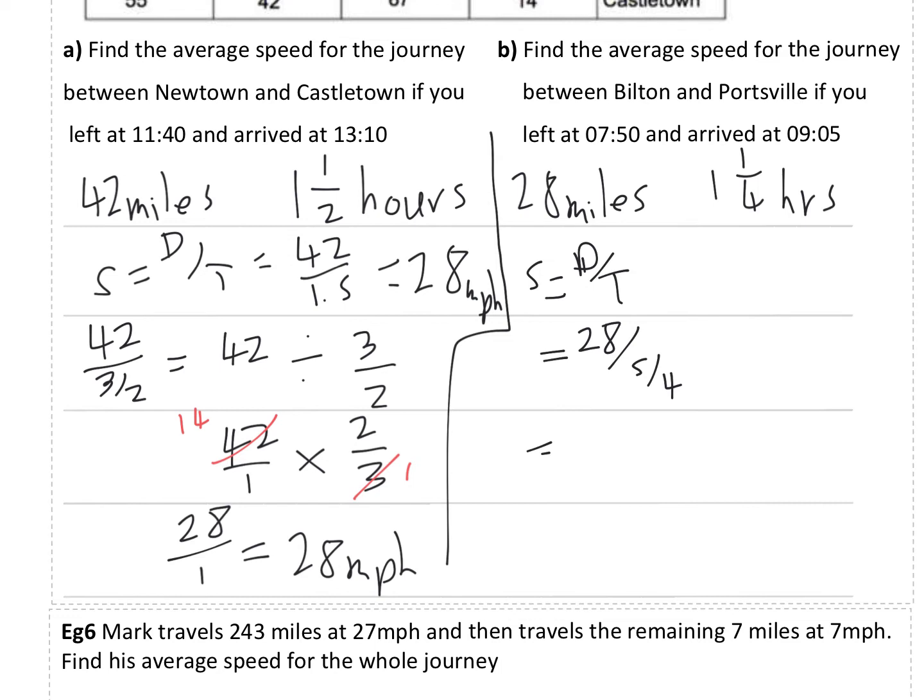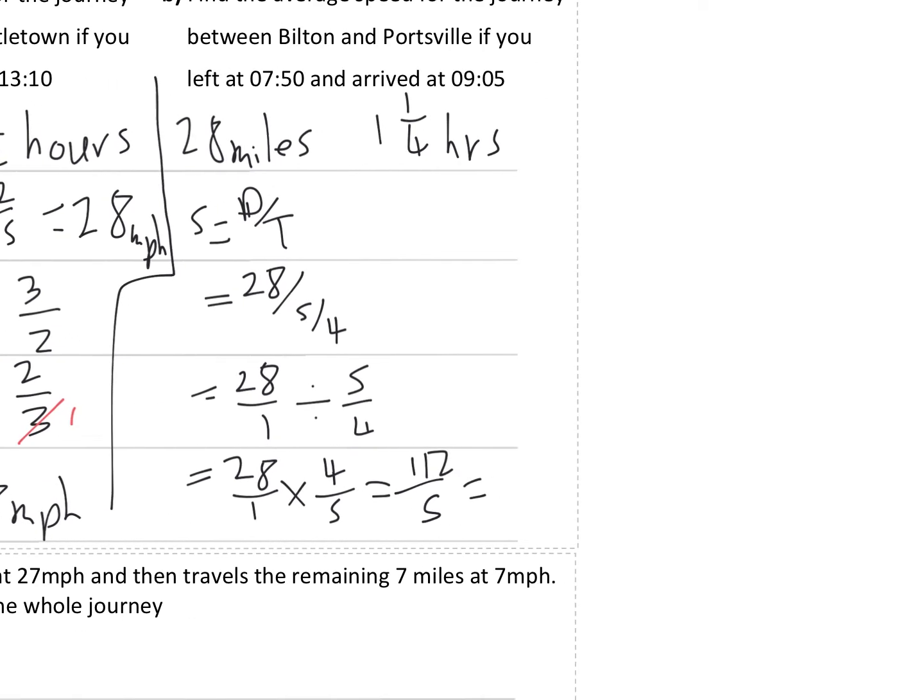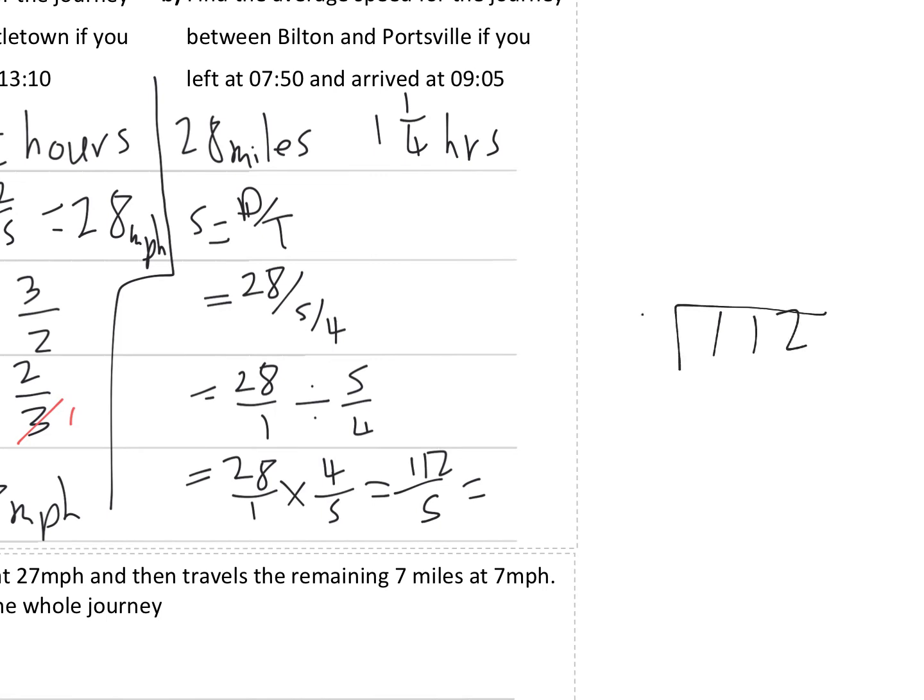So the calculator will do that, or if you do 28 divided by 1.25, the calculator will get you the answer for that. But we can do it as 28 wholes, and we're dividing by 5/4. So that is 28 over 1 multiplied by 4/5. Now, 5 doesn't go into these, so we're just going to have to multiply that out. And that would give 4 times 28 is 112 divided by 5.